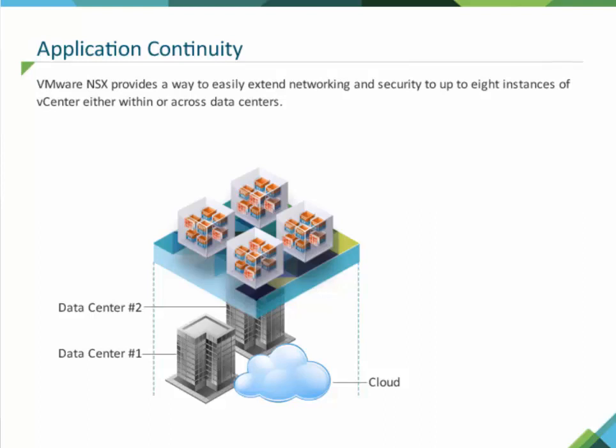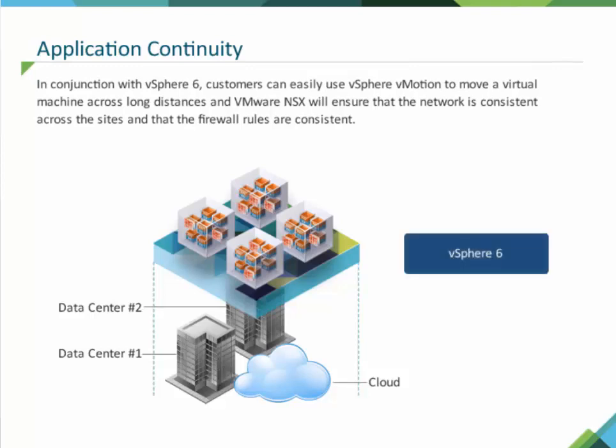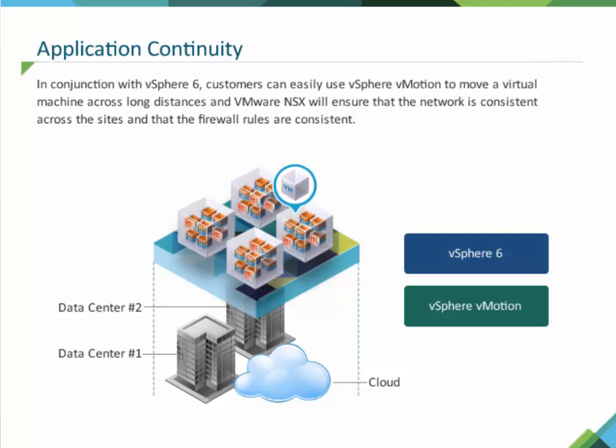VMware NSX provides a way to easily extend networking and security to up to 8 instances of vCenter either within or across data centers. In conjunction with vSphere 6, customers can easily use vSphere vMotion to move a virtual machine across long distances, and VMware NSX will ensure that the network is consistent across the sites and that the firewall rules are consistent. This essentially maintains the same view across sites.